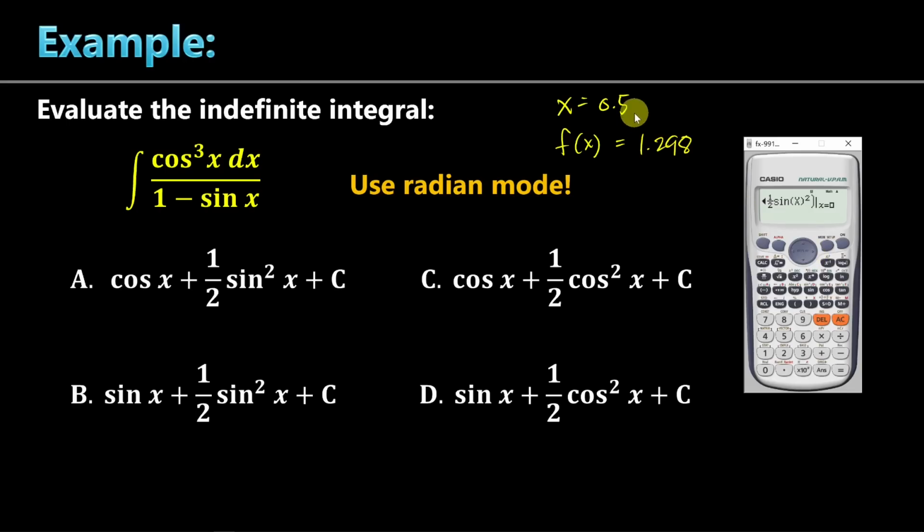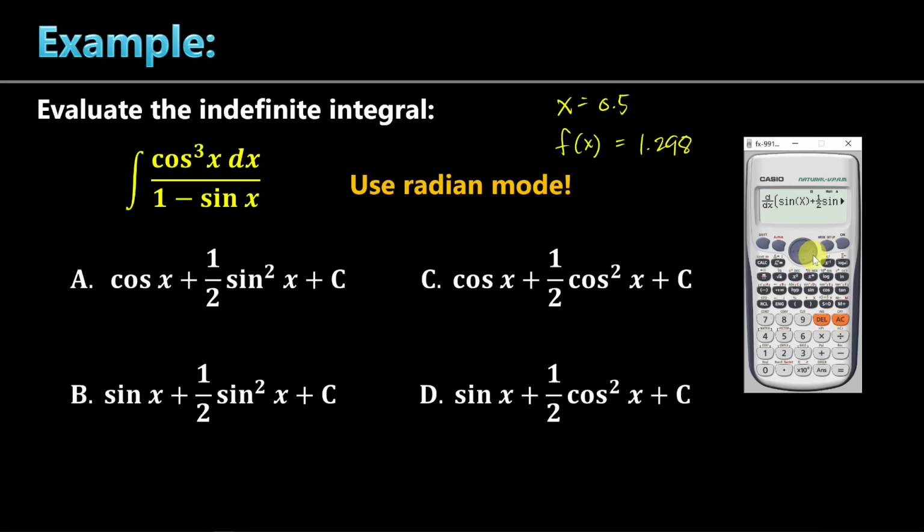Anong value ng x ang ginamit natin? 0.5 equals, ayan. So, may sagot tayo na hindi nag-match dun sa nakuha natin kanina. So, that means letter A is not the correct answer. So, ang gawin lang natin is i-edit lang natin yan kasi yung letter B, ang pinagkaiba lang is sin x instead of cosine x, right? So, gawin lang natin yung sin x.